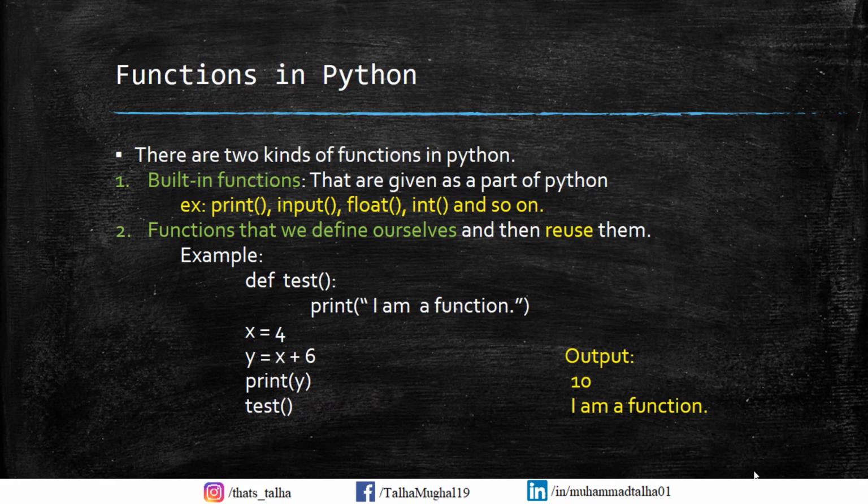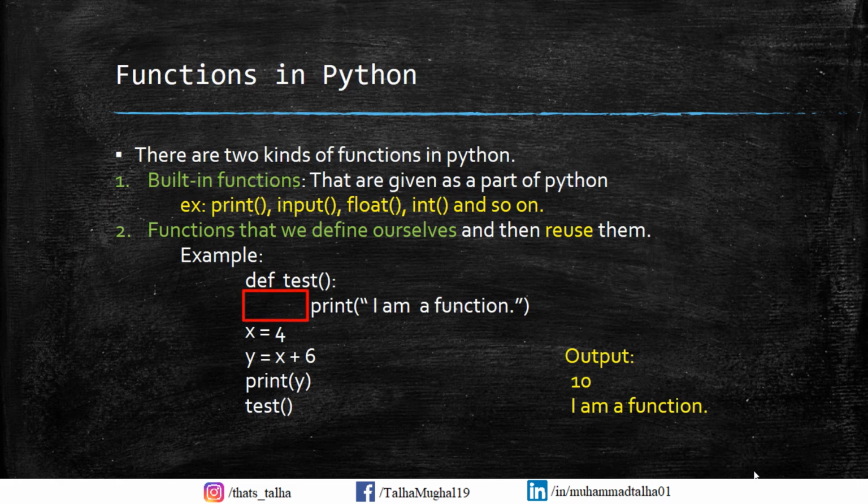Now let's come towards the second type of functions in Python: the functions that we define ourselves and then reuse over and over again. For example, here I am defining a function named test. To do that, I'll just have to write def, which is a reserved word to define a function. So I'll write def test, parentheses and colon. And after that, I will hit enter.